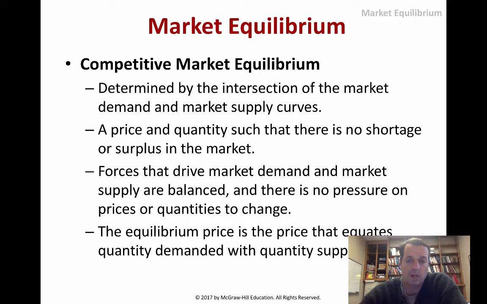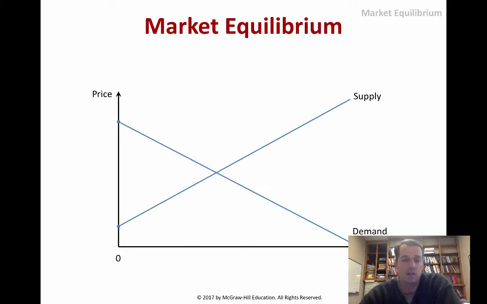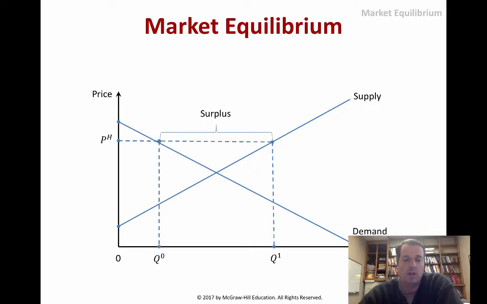Okay. And then market equilibrium is where supply and demand cross. That's not too big a surprise. I've already mentioned that in a couple examples. The book, this chapter, does talk about, well, what if we're not at equilibrium?